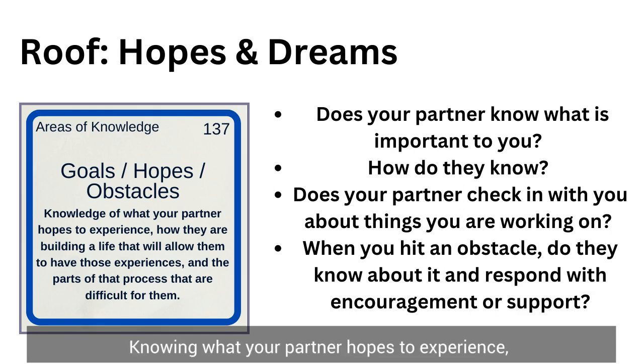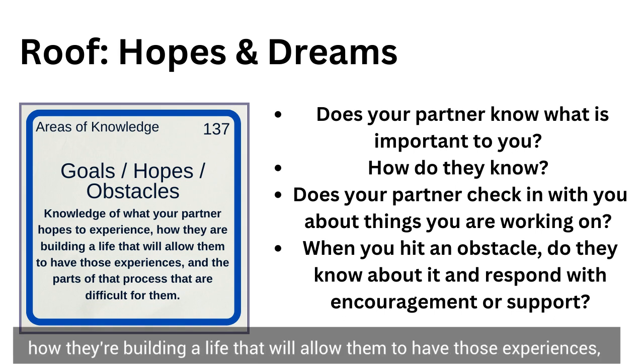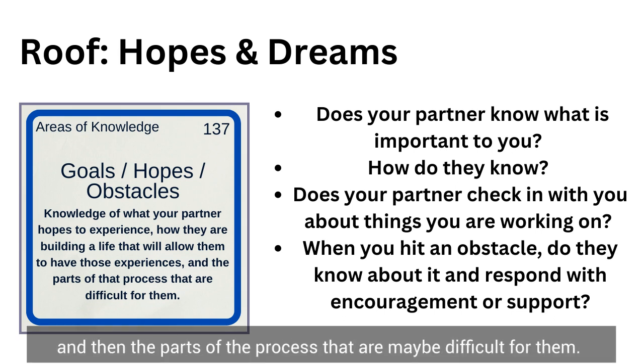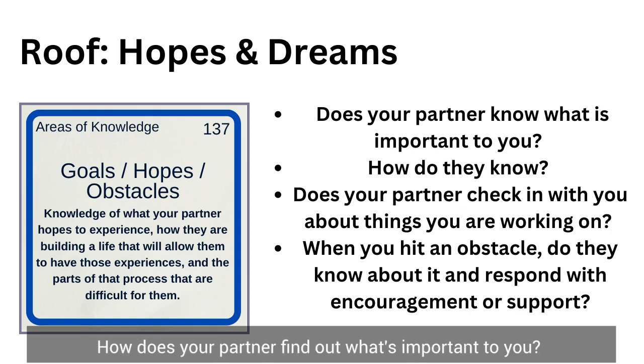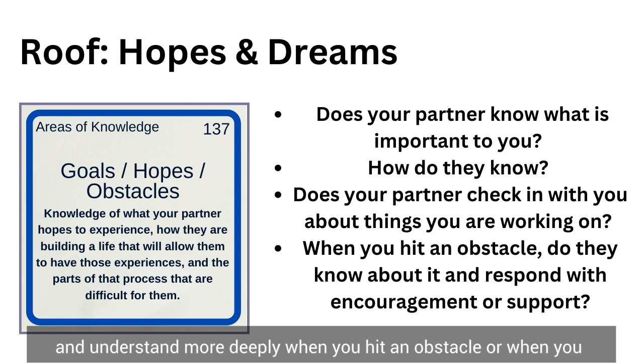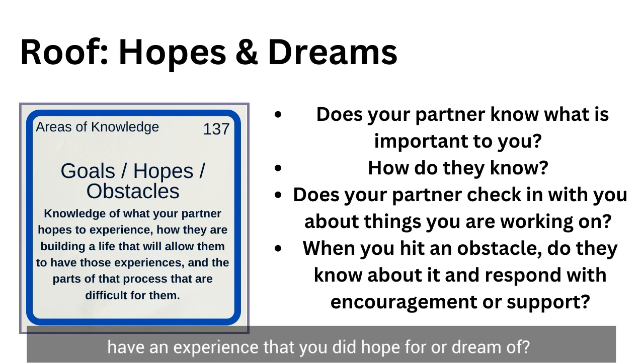This is an important one. Knowing what your partner hopes to experience, how they're building a life that will allow them to have those experiences, and then the parts of the process that are maybe difficult for them. So how does your partner find out what's important to you, and how do they respond, and how do they ask more questions and understand more deeply when you hit an obstacle or when you have an experience that you did hope for or dream of?